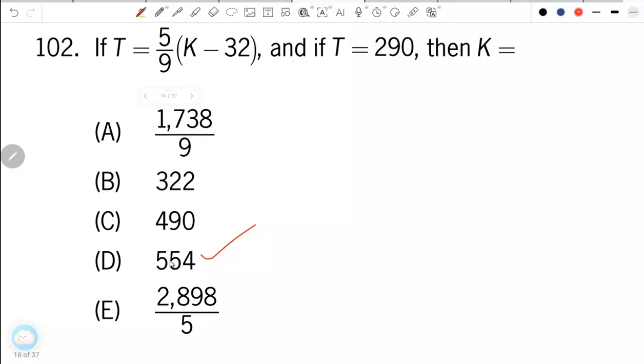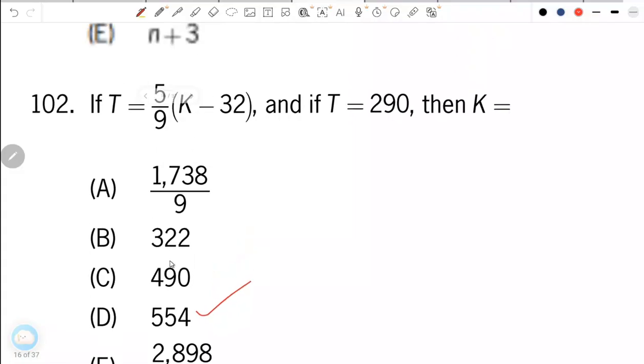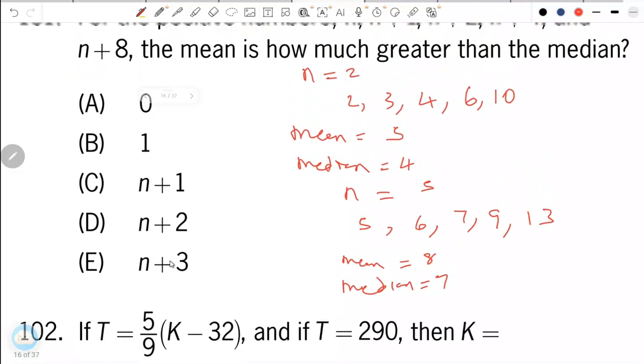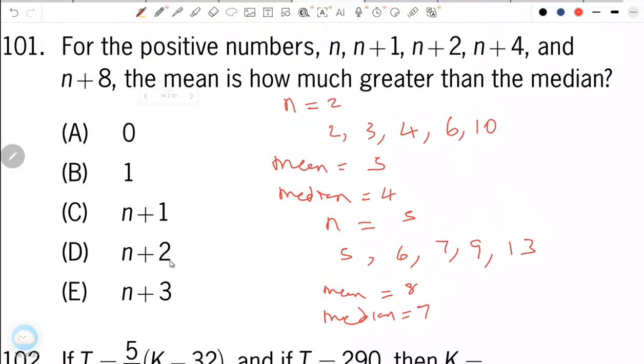Okay, 101. The answer is 1, or n plus 1. So we solved it using two numbers. When n equals 2, the series becomes 2, 3, 4, 6, 10. You know how we got them? The last one will be 2 plus 8, which is 10. The mean is 5, the median is 4. 5 minus 4 is 1.